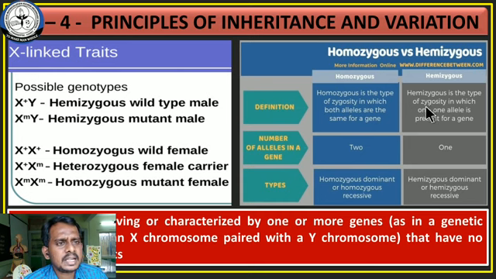Hemizygous is a type of zygosity in which only one allele is present for the gene. That is the reason the males are called hemizygous in nature. The number of alleles in homozygous is 2. The number of alleles in hemizygous is only one. Homozygous can be dominant or recessive; here the type is hemizygous dominant or hemizygous recessive. The type is the same, but the only difference is the number of alleles. This picture is not given in your textbook, so kindly note down the difference between the hemizygous and the homozygous.